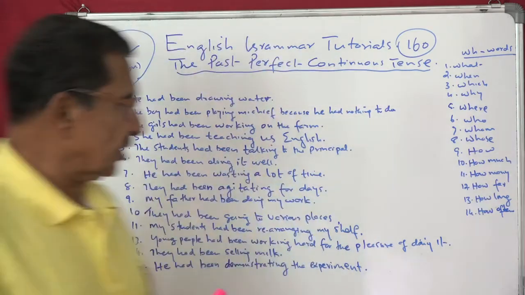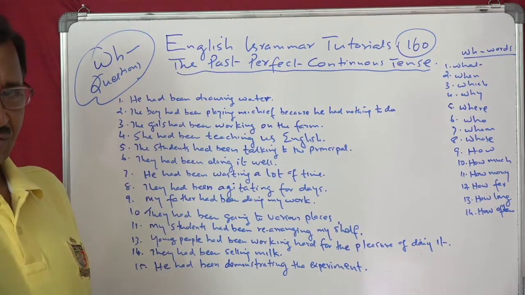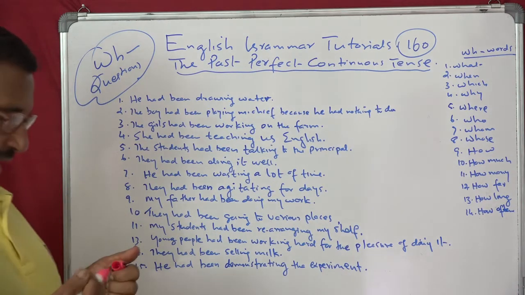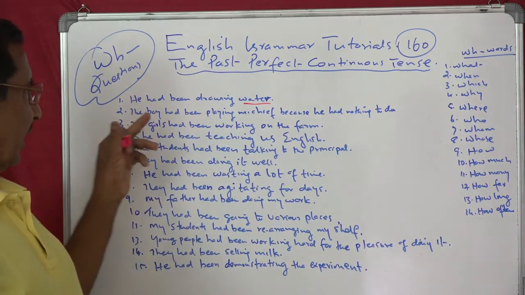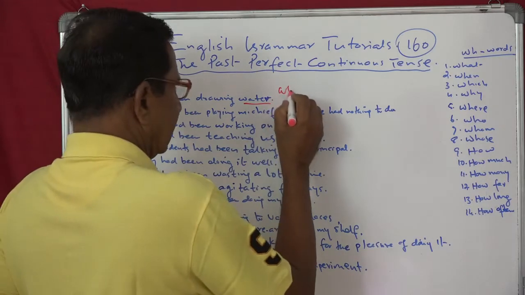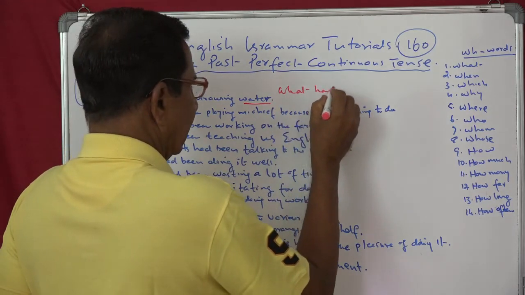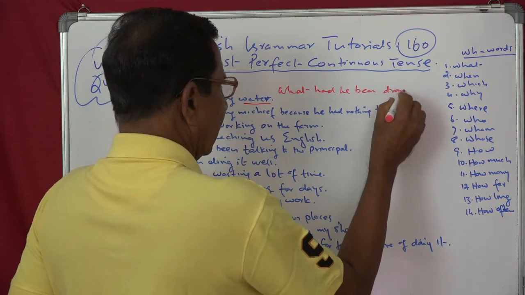So let's see, the first one: he had been drawing water. So you have to get the answer water. So you will say what? What had he been drawing? Listen, what had he been drawing?